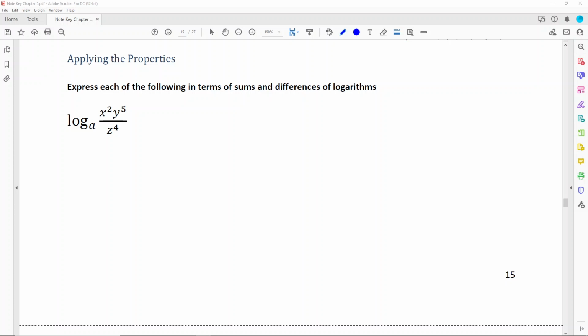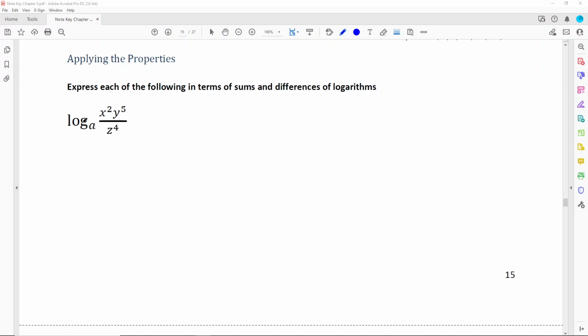So this next video is going to be applying what you just learned in the last video. What we're going to do is express the following in terms of sums and differences of logarithms, and then we're going to express sums and differences of logarithms as a single logarithm. So we're doing a few more.